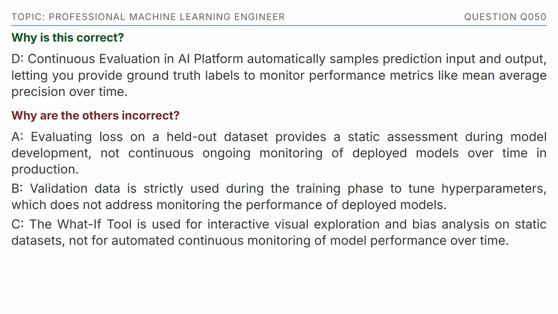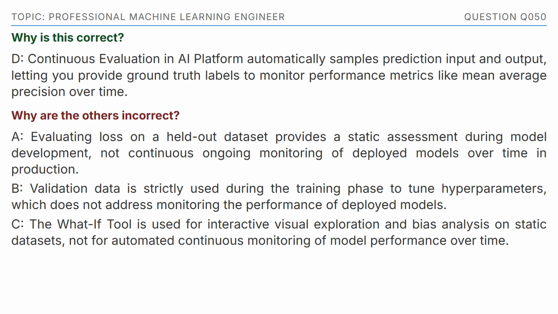D. Continuous evaluation in AI platform automatically samples prediction input and output, letting you provide ground truth labels to monitor performance metrics like mean average precision over time. Why are the others incorrect? A. Evaluating loss on a held-out dataset provides a static assessment during model development, not continuous ongoing monitoring of deployed models over time and production.